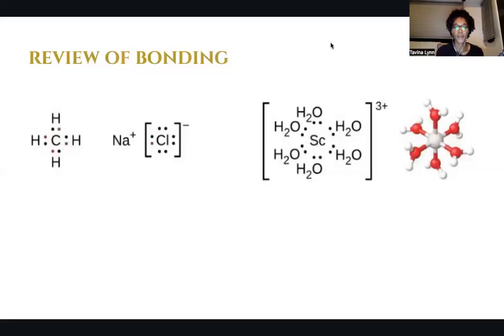All right, so we want to talk a little bit more about coordination compounds, specifically their bonding. So let's do a little review. I have methane here, sodium chloride, and then I have this coordination complex, a scandium complex with water molecule ligands.